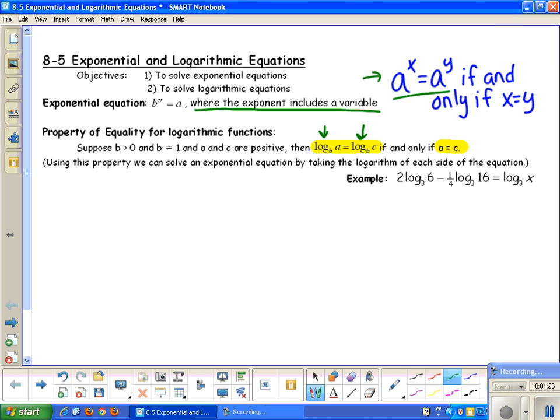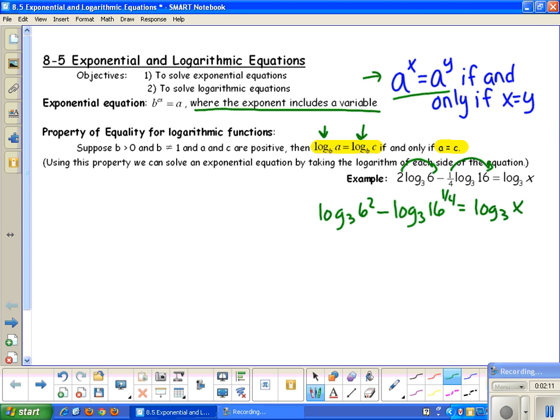For example, if I want to solve this problem, 2 log base 3 of 6 minus 1/4 log base 3 of 16 equals log base 3 of x, the first thing I want to do is get rid of the extra logarithms, because I don't like to have more than one logarithm in my equation. So now we're going to use our properties of logarithms. I take the 2 in front of the log and bring it up as an exponent, same thing with the 1/4. So I have the log base 3 of 6 squared, and you can take up the negative if you want, or leave it as a subtraction problem. It doesn't really matter. I'm going to leave the negative in front, so minus the log base 3 of 16 to the 1/4 equals the log base 3 of x.